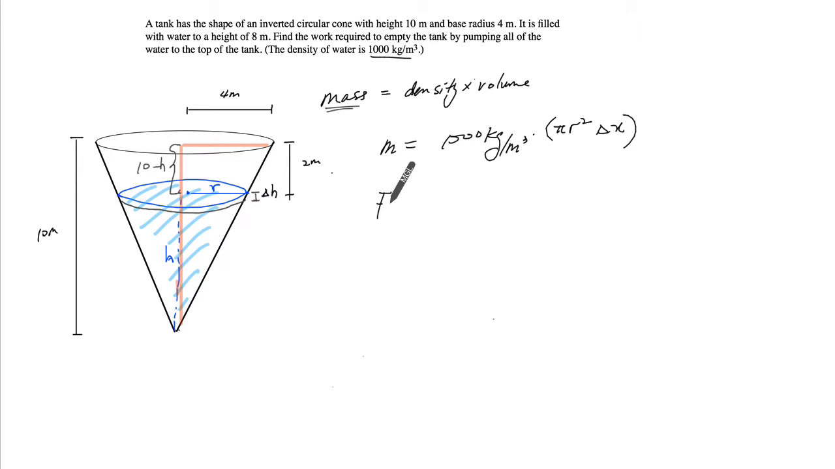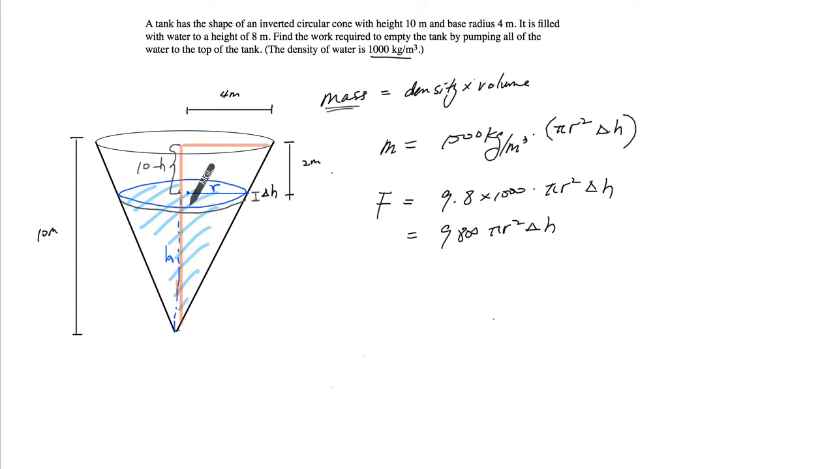And the expression for the force, or weight, is going to be this times 9.8. So 9.8 times 1000 pi r squared delta h. So that's 9800 pi r squared delta h.